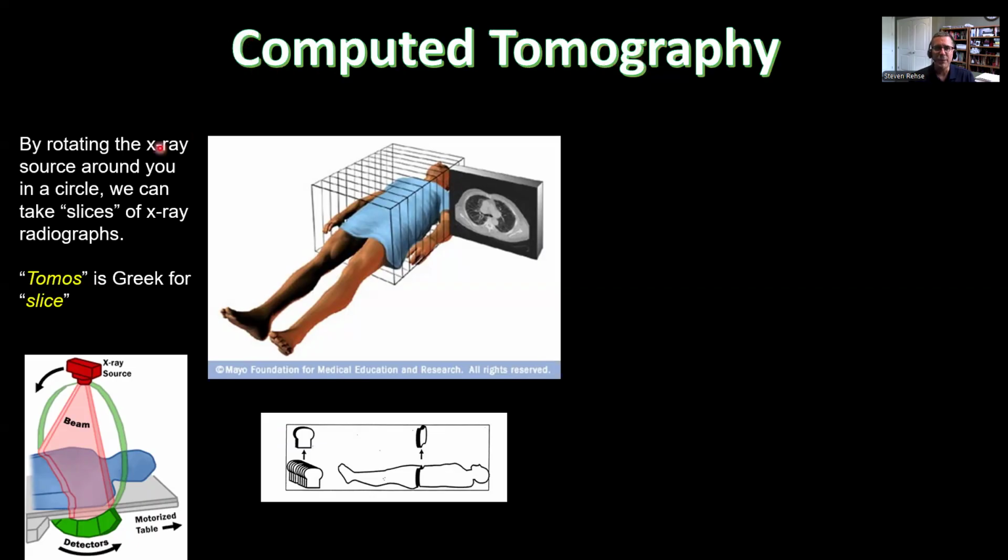So computed tomography means turning the X-ray beam into a thin slice, and usually when I describe this in my class, I just say imagine a pizza slice. It's a wedge-shaped pizza slice of X-rays. It goes through you, and then we rotate the source around you. And by rotating the X-ray source around you, we can actually take slices of X-ray radiographs.